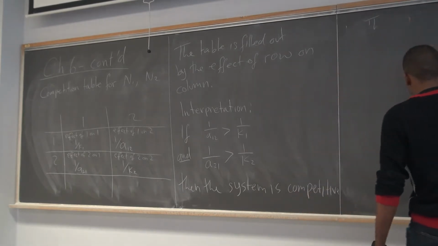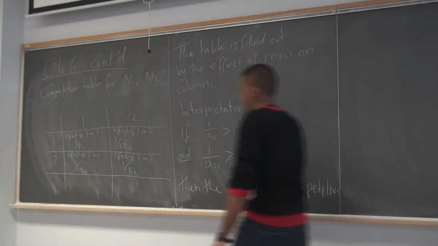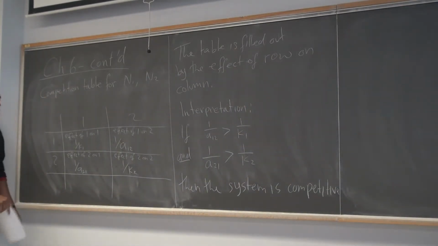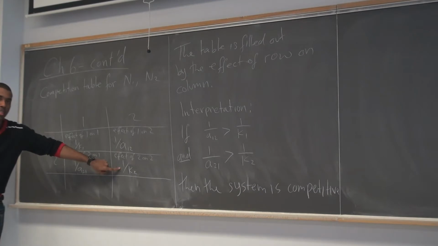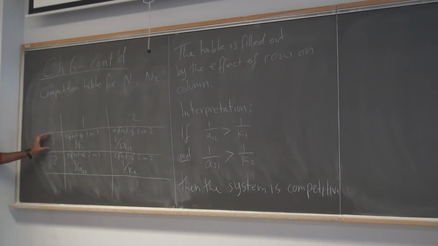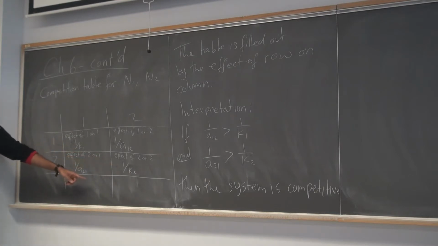So I can get rid of this. Okay, so let me sort of explain what's going on. Notice that this is the number that says how 1 is affecting 2. This is the number that says how 1 is affecting itself, right? This is a number that says how 2 is affecting 1. This is the number that says how 2 is affecting itself, right? So if you notice that this number is bigger than that number, what does that mean? 1 is affecting 2 more than it's affecting itself. And at the same time, I want 2 to affect 1 more than it's affecting itself. Because that means you're in competition, right?